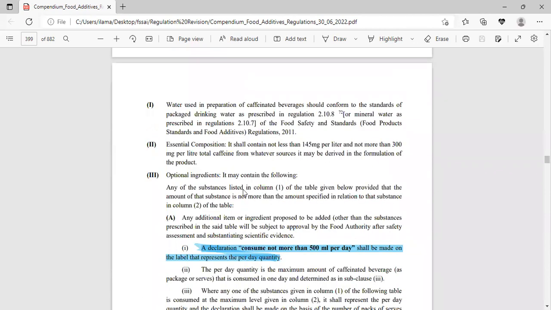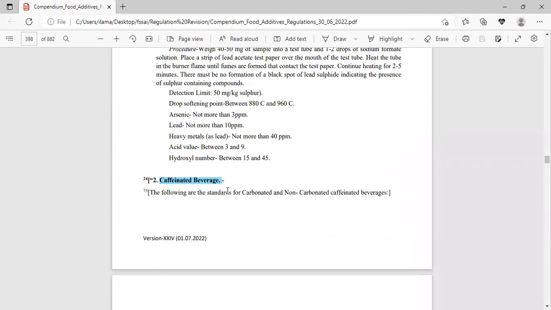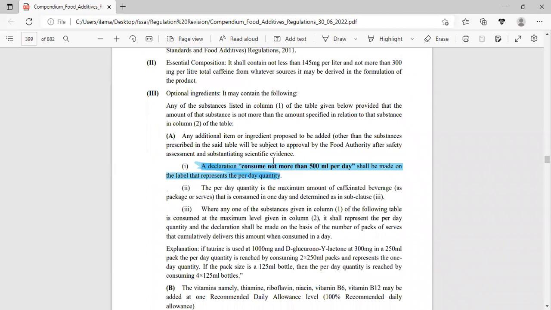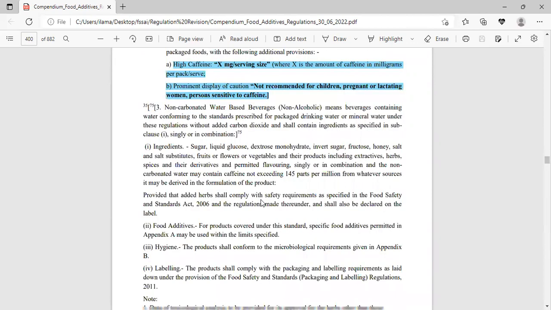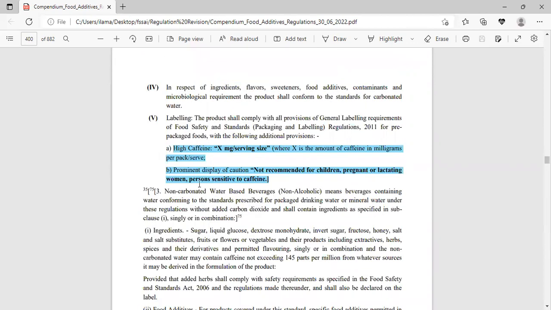And here in caffeinated beverages, we have to give a declaration: consume not more than 500 ml per day. Also we have to give a caution that it is not recommended for children, pregnant or lactating women, and persons sensitive to caffeine.